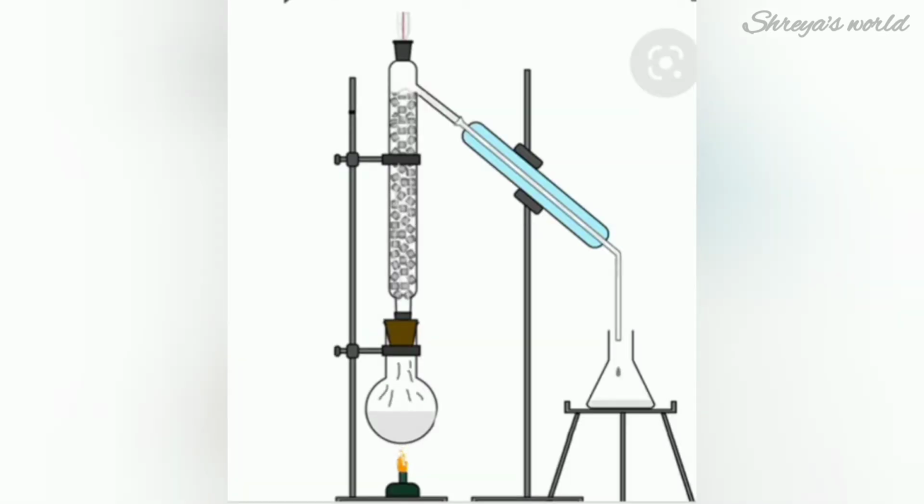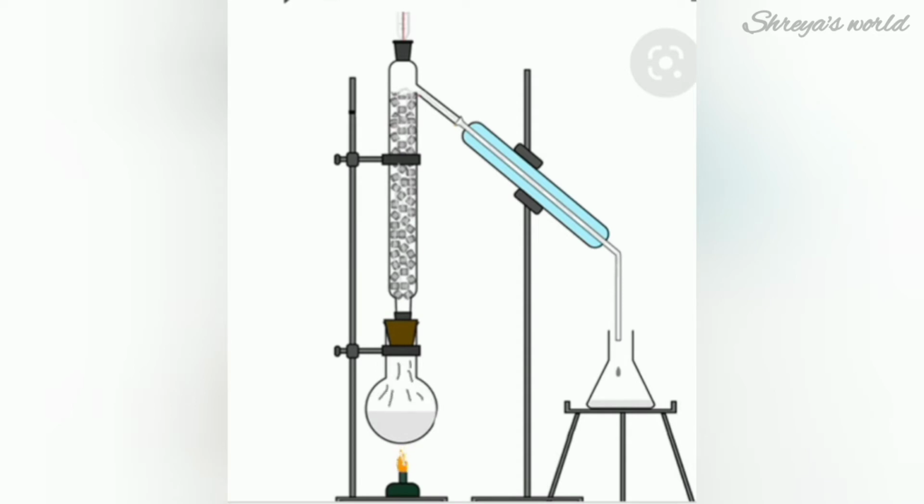The basic principle of this type of distillation is that different liquids boil and evaporate at different temperatures. So, when the mixture is heated, the substance with lower boiling point starts to boil first and convert into vapors.